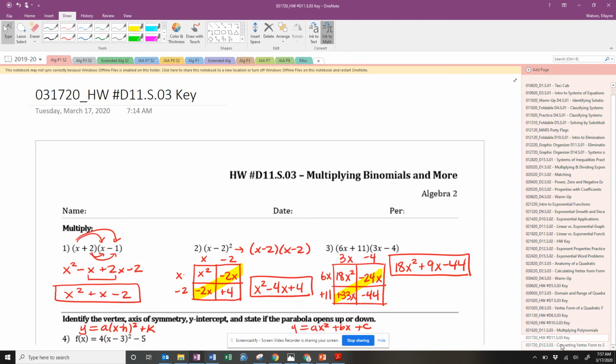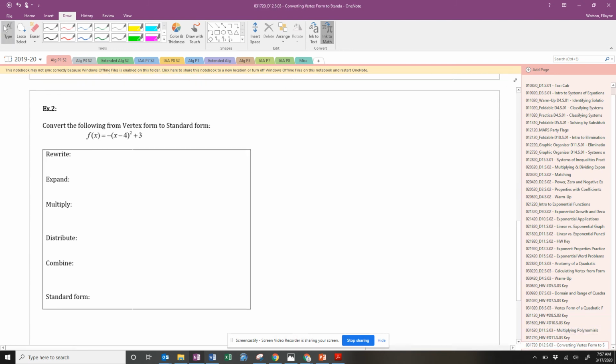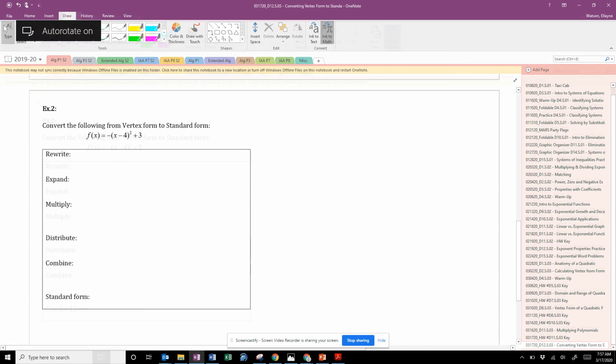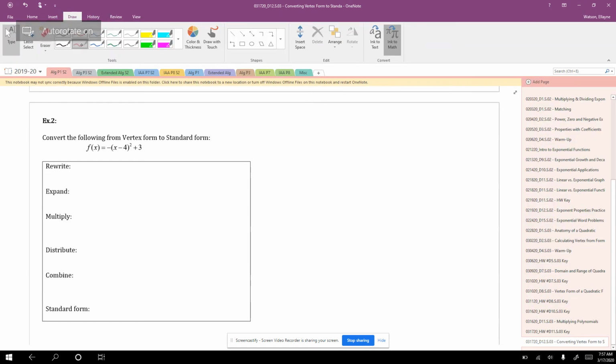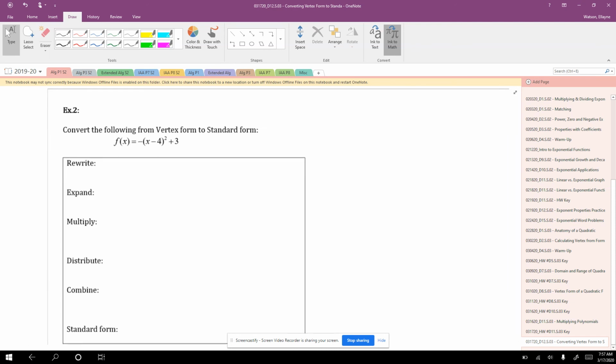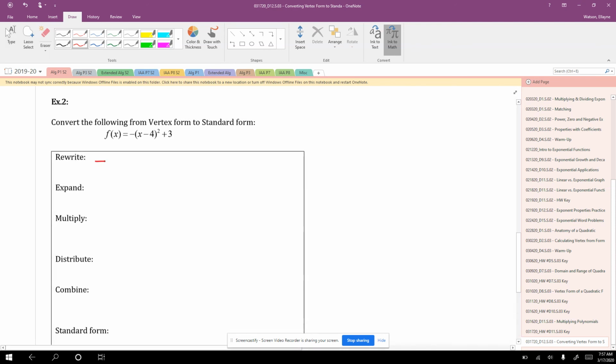Okay, so let's go ahead and do this example. We're going to follow the same steps that we did on the previous. So we're just going to rewrite it. Don't lose that negative, and if you want, you can put a negative 1 there. That's an invisible 1. x minus 4, quantity squared, plus 3. Let's expand the part that's squared. And now let's multiply. For this one, I'm not going to show the box method. I'm just going to do this step by step.